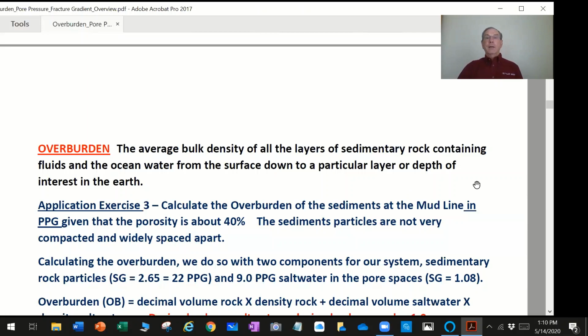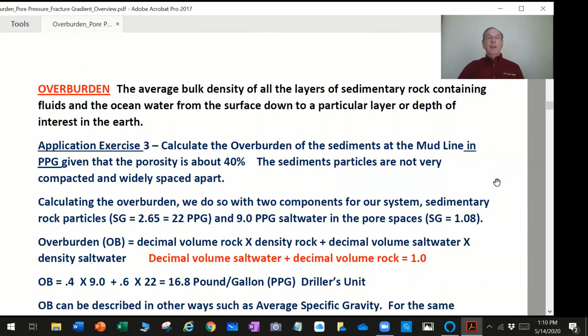Now, the next concept that we're going to talk about is overburden. Very important concept. The average bulk density of all the layers of sedimentary rock containing fluids and the ocean water from the surface down to a particular depth or layer is what we call overburden.